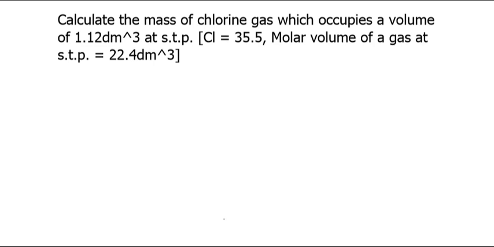Calculate the mass of chlorine gas which occupies a volume of 1.12 dm³ at s.t.p. Given the atomic mass of chlorine to be equal to 35.5, molar volume of a gas at s.t.p equals 22.4 dm³. Solution.